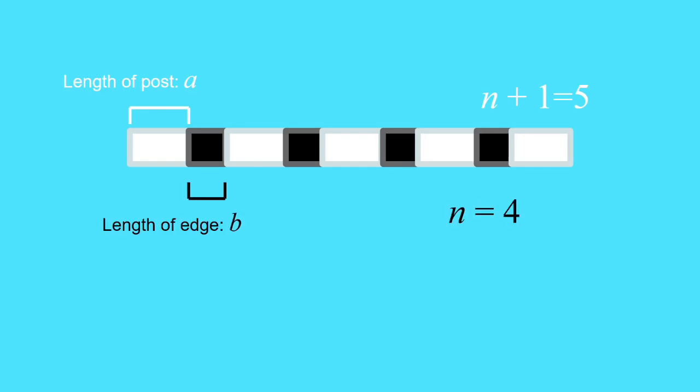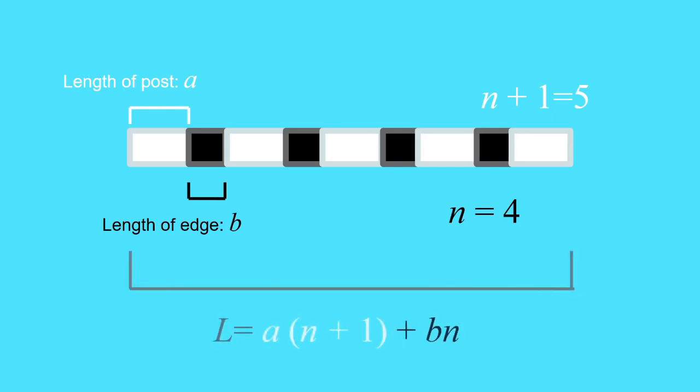One thing that we can find right away is the entire length when we know how long each post and edge is. Let's say that the length of each post will be A, and that the length of each edge will be B, and that we'll have n edges. That means we'll also have n plus 1 posts. We can combine this into an equation for the entire length, where the length is equal to the length of the post, A, times n plus 1, how many there are, plus the length of the edge, B, times n, how many edges there are.